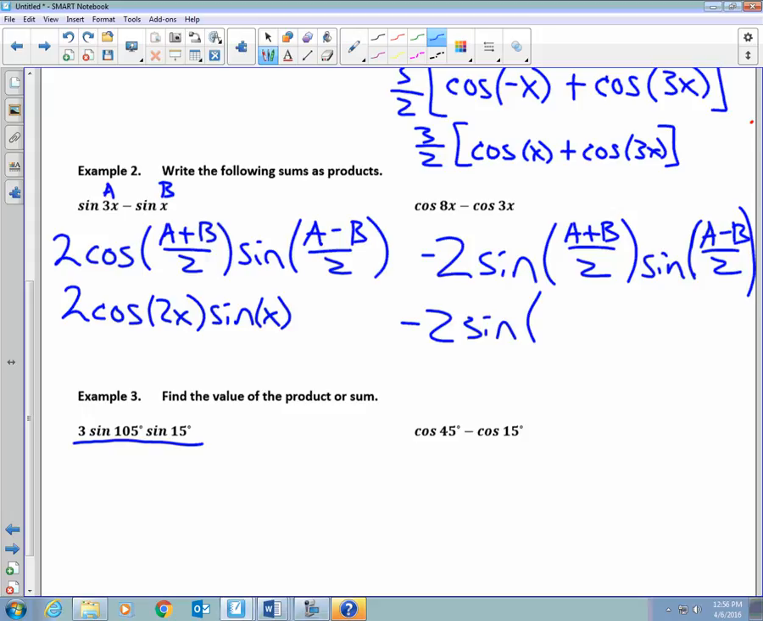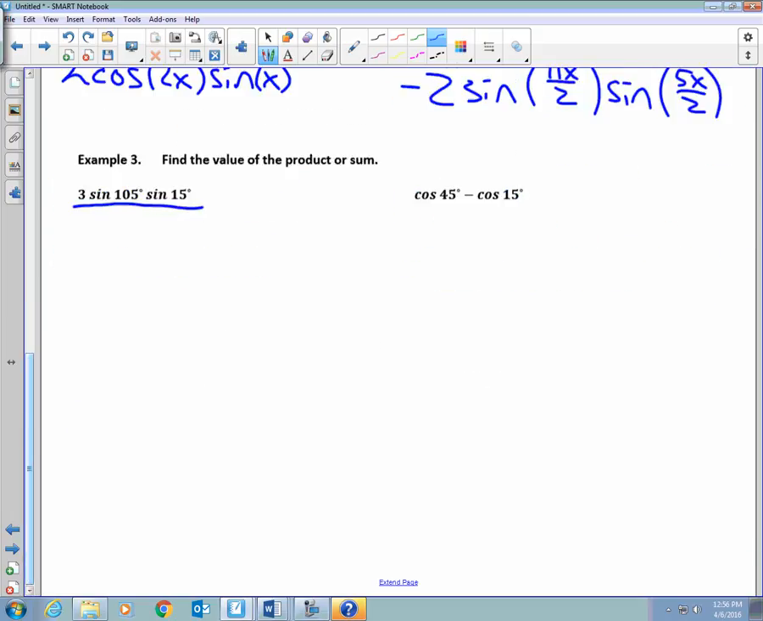All right. Well, add them and divide by 2, so you get 11x over 2. And then sine of, yep, 5x over 2. And that's it. Yeah, that's fine. 11 over 2x is fine. Yep.